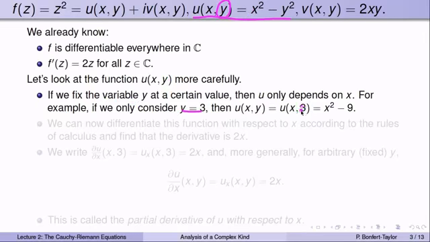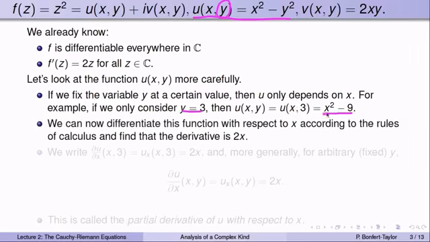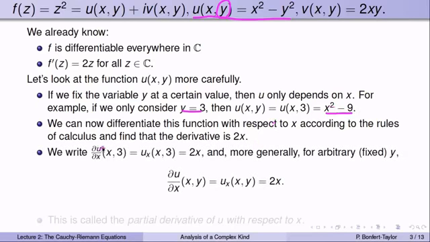Because u of xy is then u of x and 3, if we always plug in 3 for y, then the function u of x and 3 becomes x squared minus 9. This function only depends on x, because y is fixed. And therefore, we can differentiate this function with respect to x. There's no y in there. I can find the derivative as I do in calculus of the function x squared minus 9. The derivative of that function is 2x. We write du dx of x comma 3 is equal to 2x, that derivative we just found.